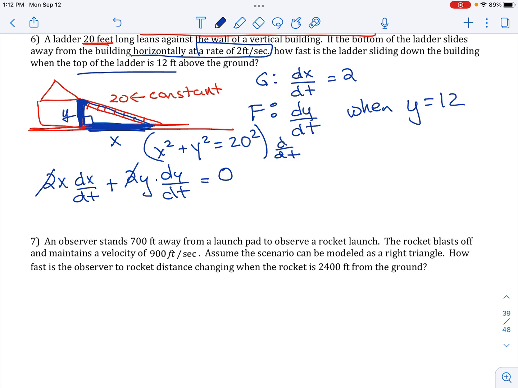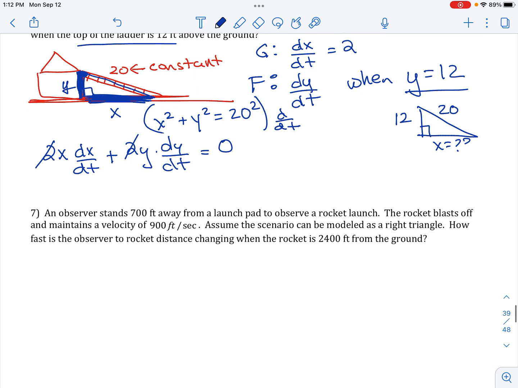Notice I do not have a number for x yet. It only gives me the y value, but we know this is always 20. I want to know what happens when this is 12. I can figure out this x value at that one moment in time. It is a 3, 4, 5 triangle, or you can use the Pythagorean theorem. So if you do that, that length is going to be 16. So there's my x. I know dx/dt is 2.